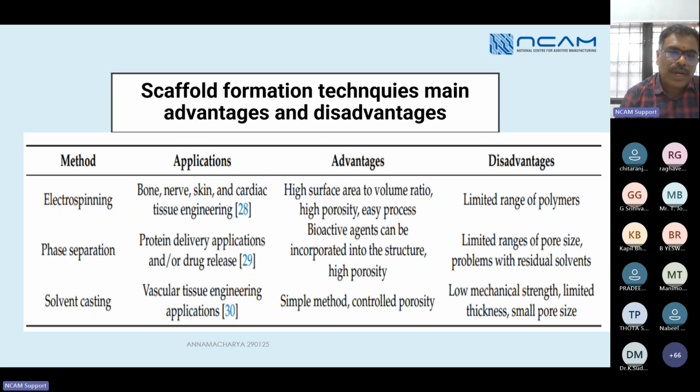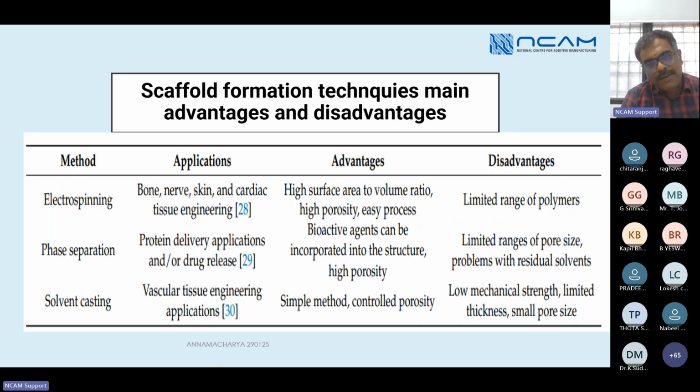And apart from that, we do have some bad disadvantages. We have only a few polymers which can be used in the electrospinning technique, where viscosity plays a role, and there are a lot of viscosity issues to consider while the polymer solution is mixed and coming out from the needle. Apart from this, we do have a method called phase separation, which is used for protein delivery applications or drug release, where bioactive agents can be incorporated into a structure with high porosity, but there is a limited range of pore sizes and problems with residual solvents.